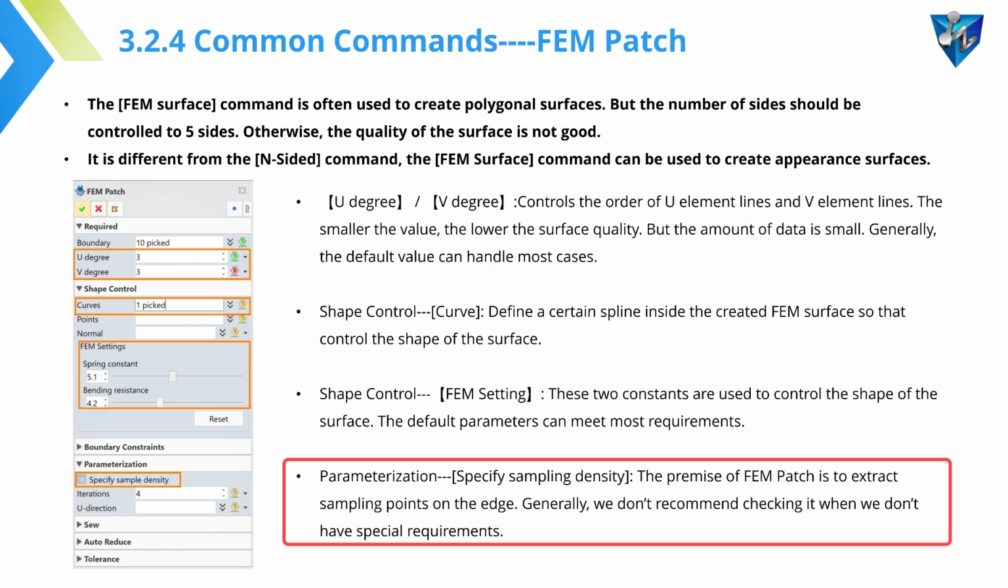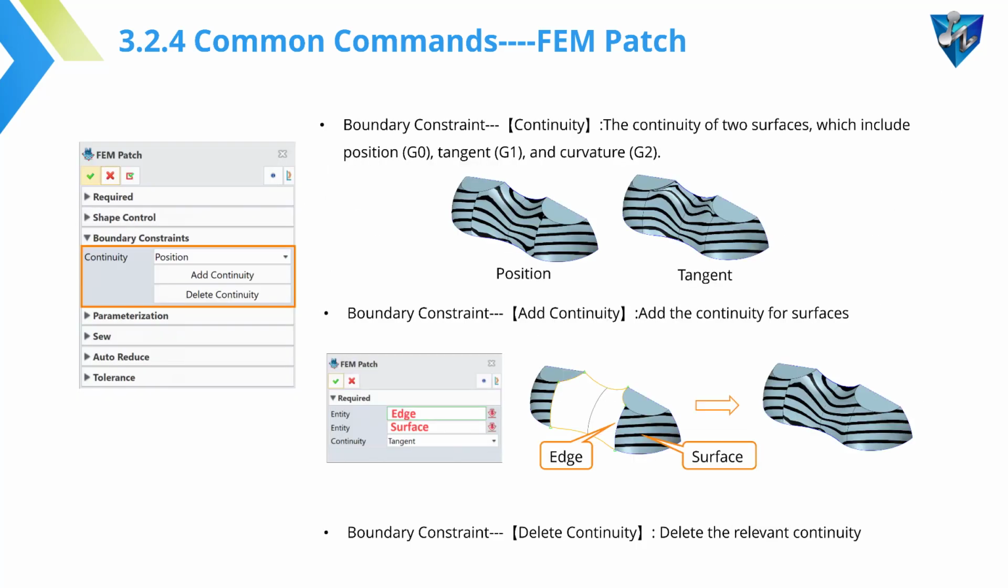About the specify sampling density option. The premise of the fempatch is to extract sampling points on the edge. Generally, I don't recommend checking it when we don't have special requirements. Finally is the continuity option. We can add the G0 to G2 continuity when we use the fempatch command. The specific usage can refer to this picture.